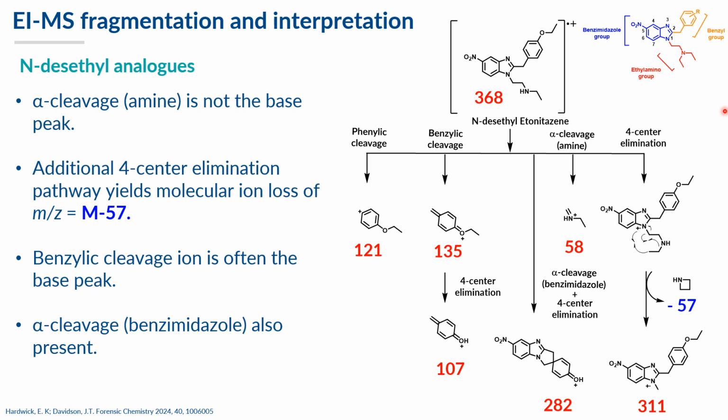The reason for this is because a competing four-center elimination pathway also occurs where the ethylamine eliminates, resulting in a loss of M minus 57. If you add 57 to this peak, then you get the molecular ion. And while the benzimidazole alpha cleavage is low abundance, the four-center elimination fragment of the ethylamine is observed in higher abundance.